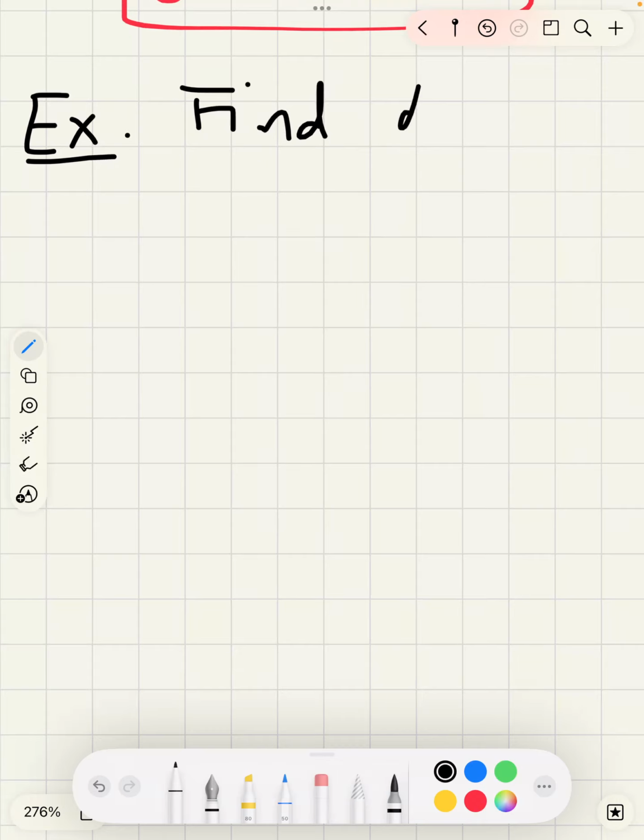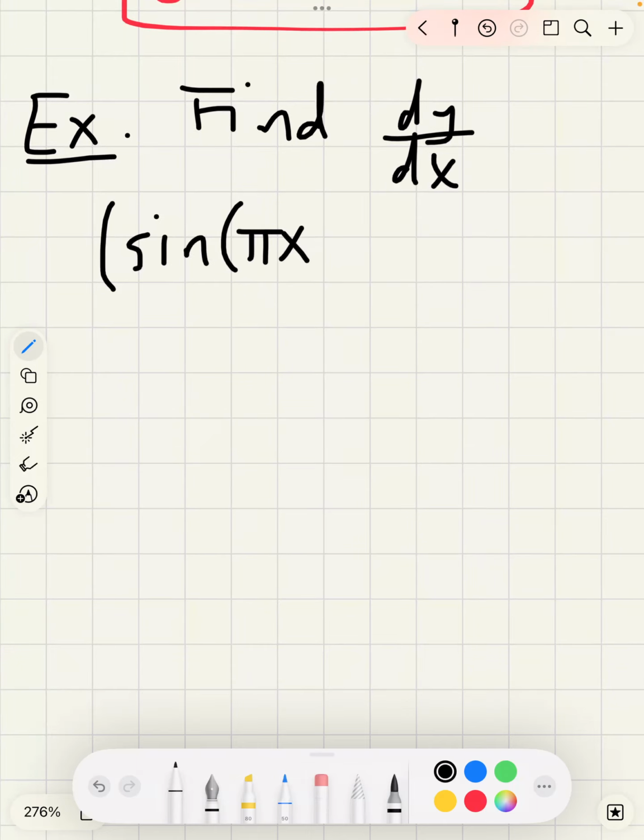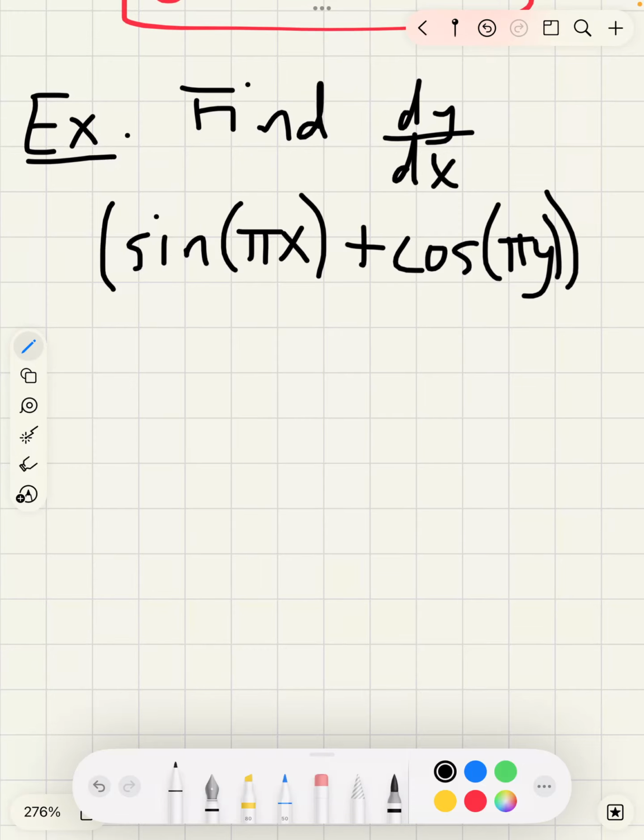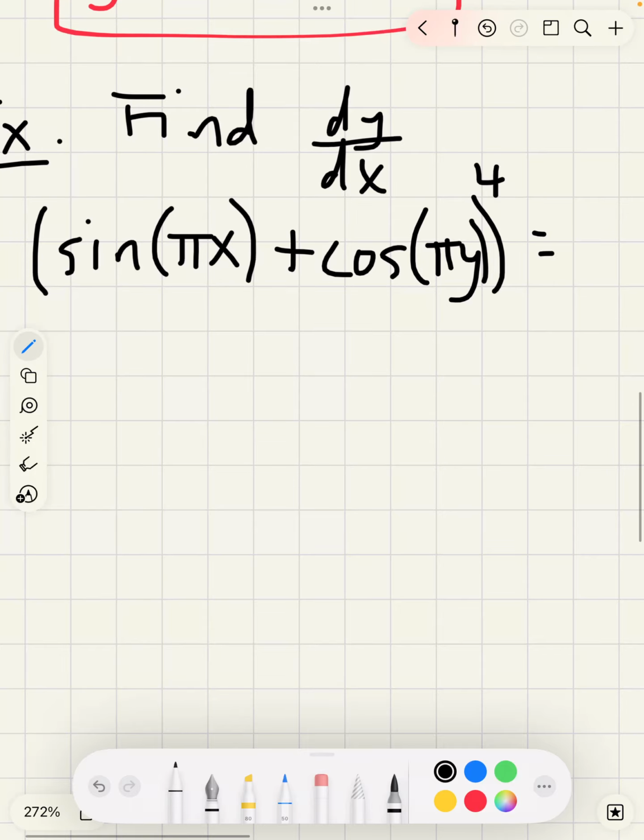And we're given that the quantity sine of pi x plus cosine of pi y, all raised to the 4th power, is equal to 64. And we want to find dy dx.